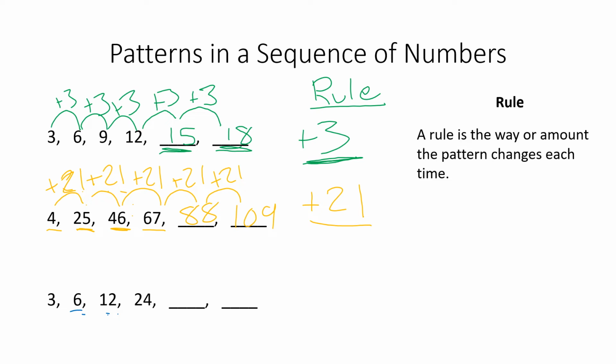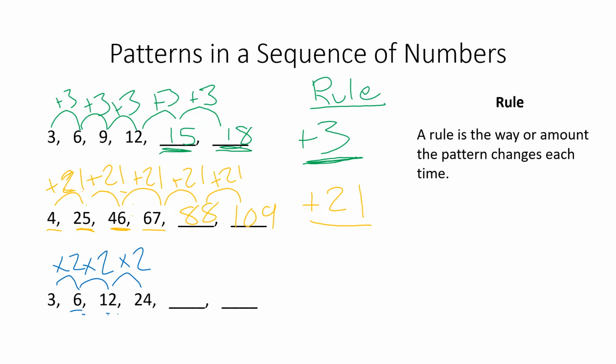So how else can I get from 3 to 6? Well, I know that I can double 3. I know that 3 times 2 equals 6. Let's see if that works from going from 6 to 12. So looking at 6, well, 6 times 2 does equal 12. Let's see if that pattern continues. Does 12 times 2 equal 24? Yes, it does.